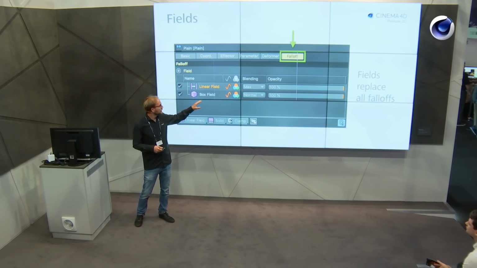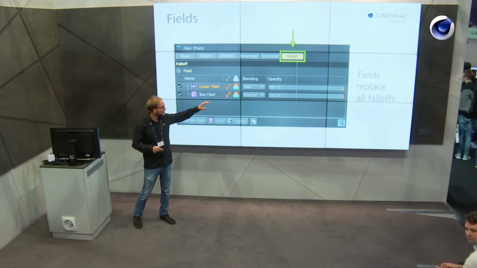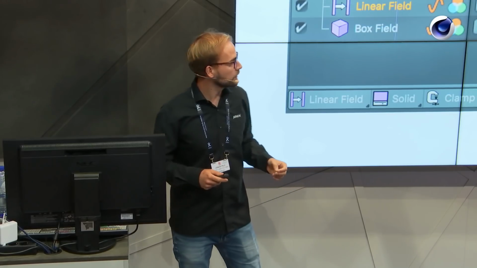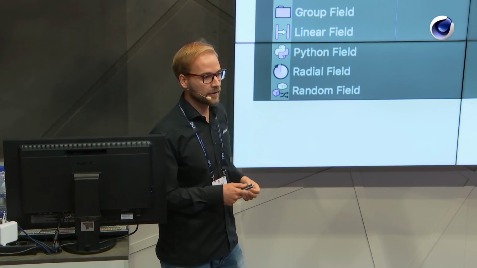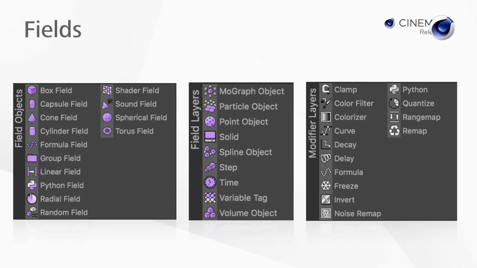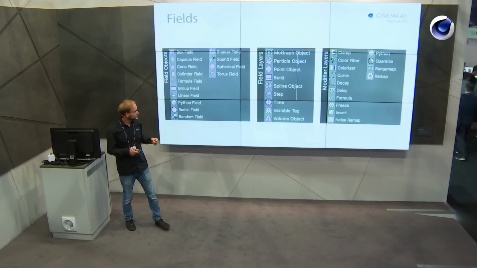And you have options for what you want to modify, like the values, like position, scale, and rotation, or the color, or you can adjust the blending modes, or the opacity. And here is a list of all fields that are available. So you've got some fields that were available as fall-offs. Actually, all of the old fall-offs are available here, plus some more, like for example a formula or a Python or, yeah, a sound field.